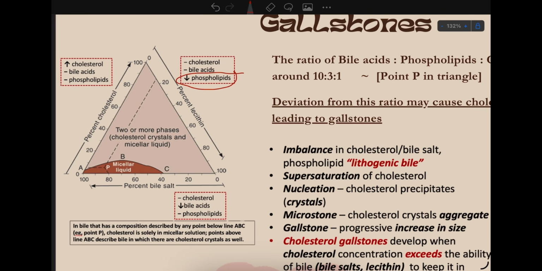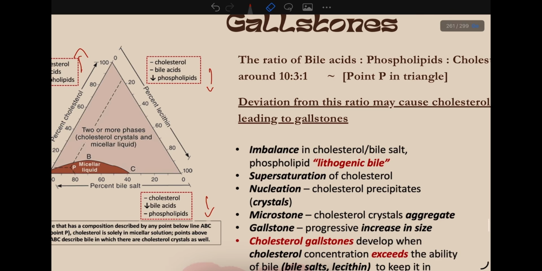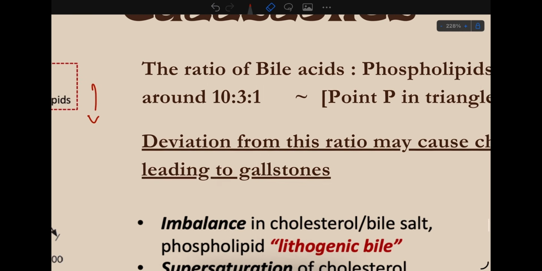Phospholipids and bile acids. So the thing is, cholesterol is trying to precipitate, and bile acids and phospholipids are telling it, no bro, stop. So if these two, the phospholipids or the bile acids, are decreased, or the cholesterol is increased, it will cause gallstones. And we have a ratio that we use.